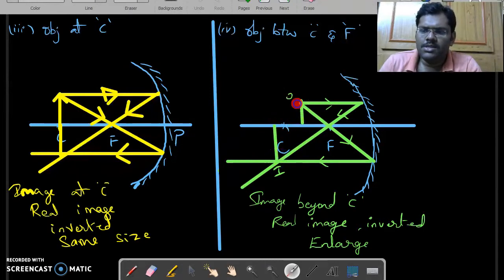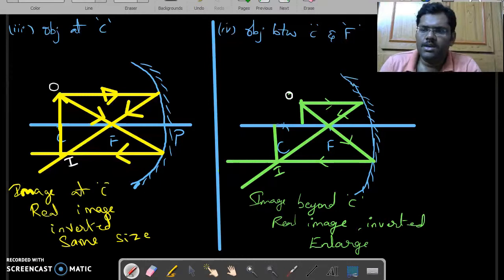And if we see the size of these two, we get an enlarged image here. The image will be beyond C, a real image, inverted and enlarged. Just now I told you we need to indicate the image and object definitely. Don't forget it. While drawing the ray diagrams, don't forget to indicate the object and image indications, as well as the arrow marks also.